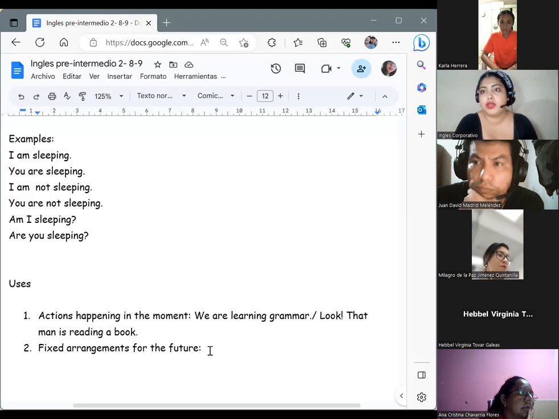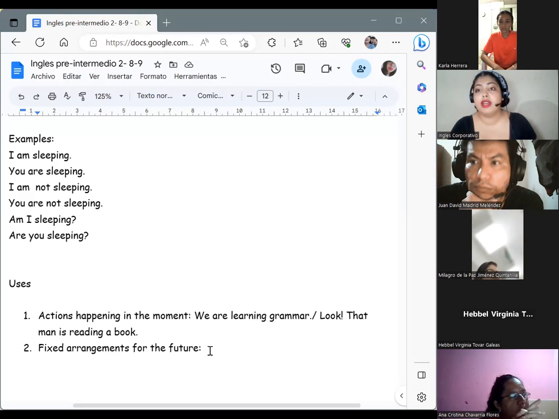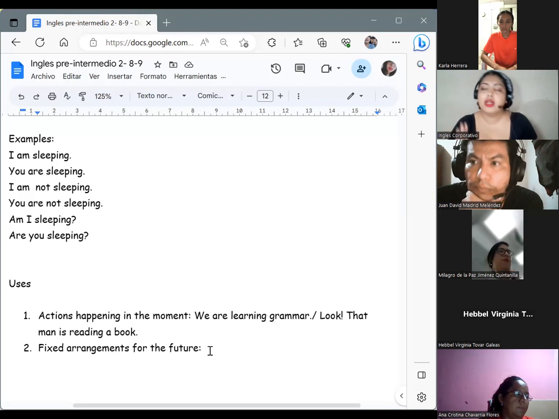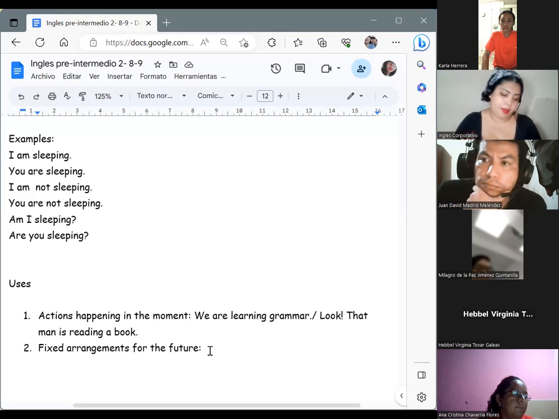En este caso, pues yo ya fui, hablé con la enfermera o con la secretaria, hice mi cita y estoy seguro que tengo que ir a ver al doctor en una fecha estipulada. Entonces, el going to es para cosas certeras que sí van a pasar. El will es como para cosas que nosotros quisiéramos que pasaran en el futuro o que tal vez no estamos tan seguros, pero nos gustaría que pasara.